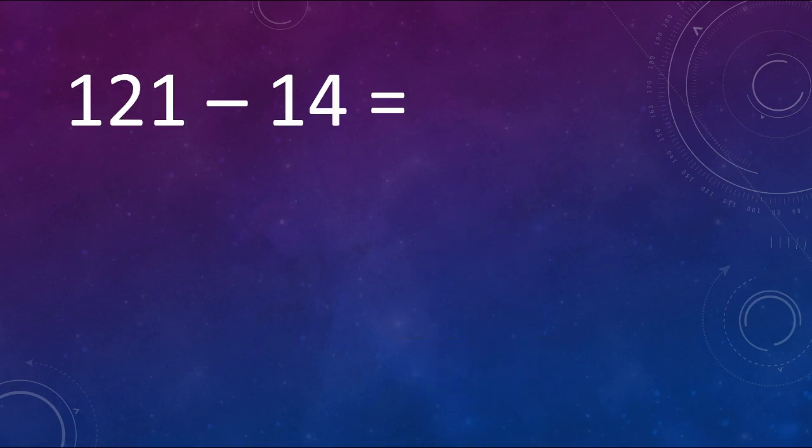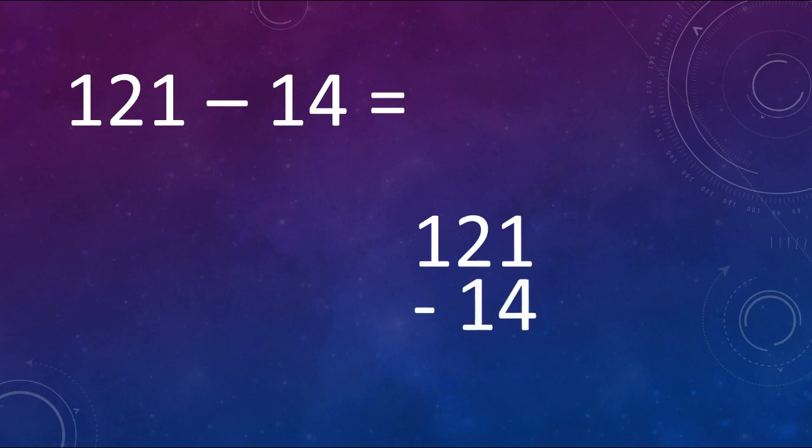Go ahead and set this one up on your own. Okay, so this is how I set it up. Let's compare. I put 121 minus 14. My 1s are lined up. My 10s are lined up. My hundreds are lined up. Check and make sure that yours looks like mine. Does yours look like mine?